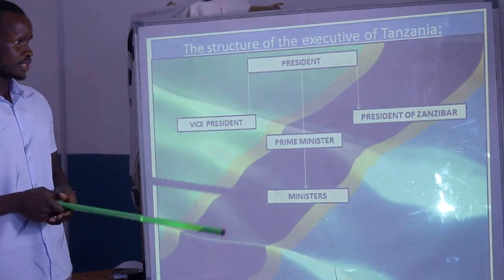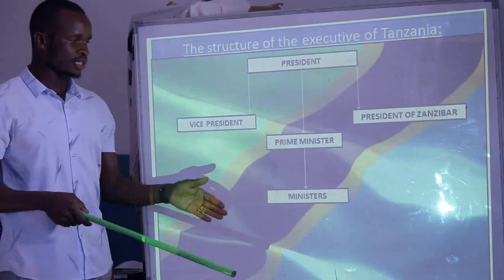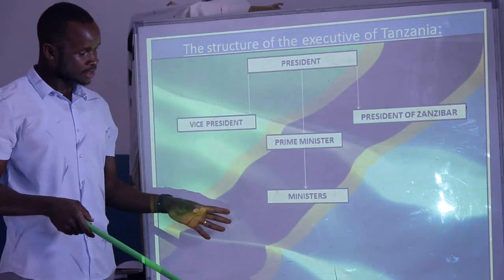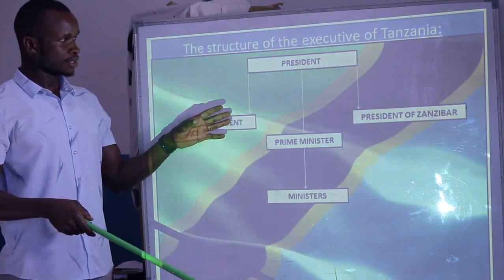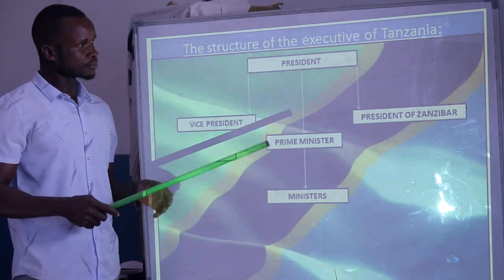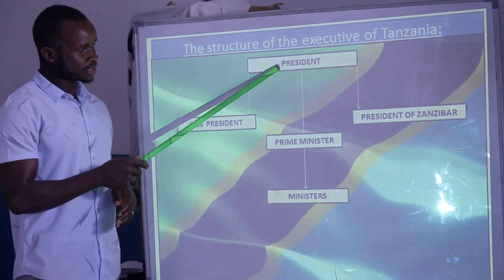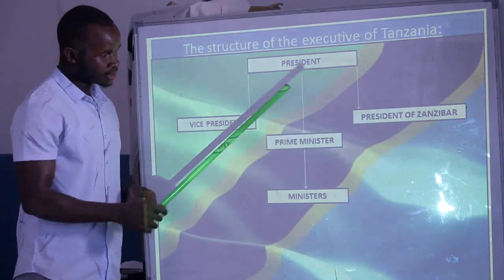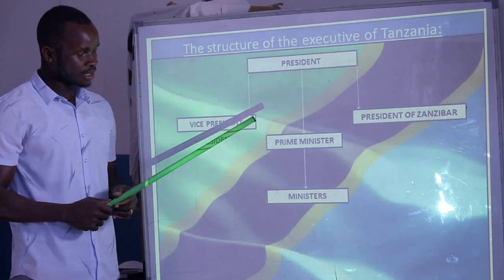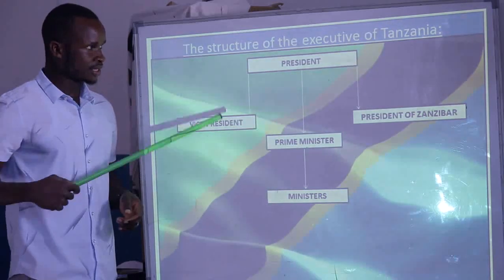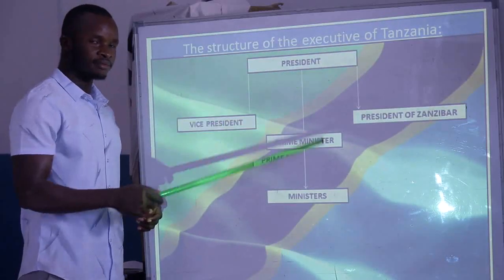This is now the structure of the executive of Tanzania, how it looks. The government of Tanzania is structured the way you see in this video. There is the president, vice president, the president of Zanzibar, the prime minister, and ministers. Together, this is what we call the executive.